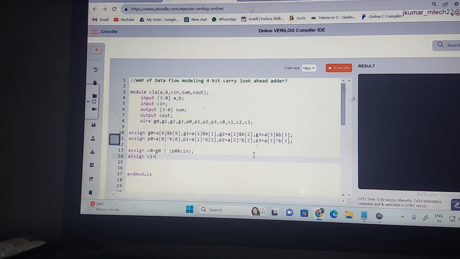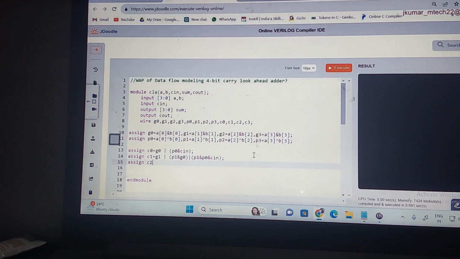Again, what do I need to do? Assign C1 is equal to what? G1 or P1 and C0. Is it C0? No, after substituting C0, you tell me. G1 or P1 and G0, okay. Again, this is our P1 and P0 and C. Correct? C minus 1, I'm taking as C.